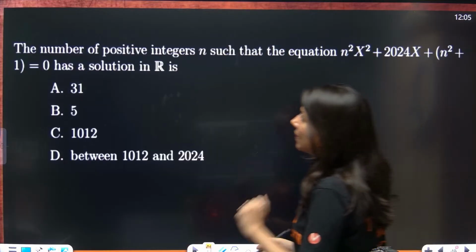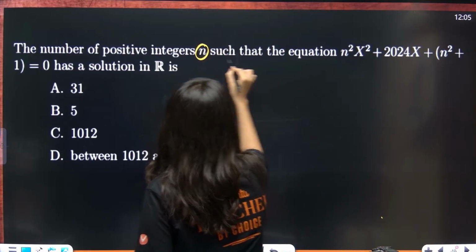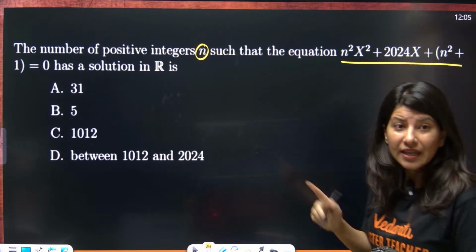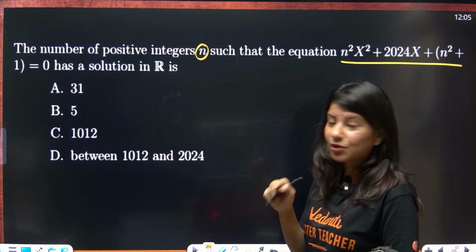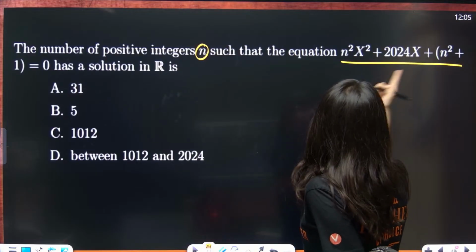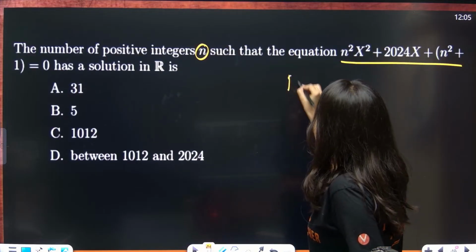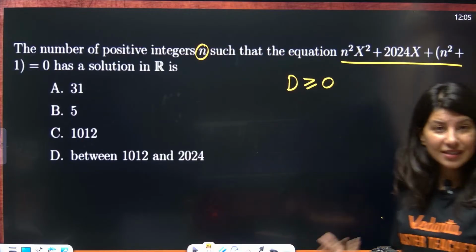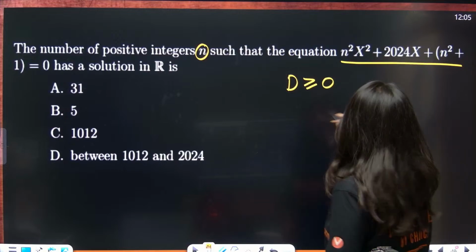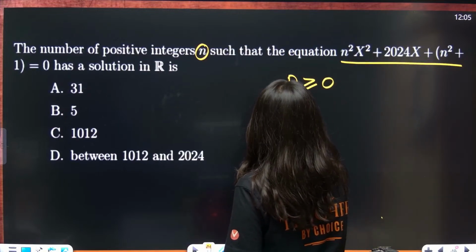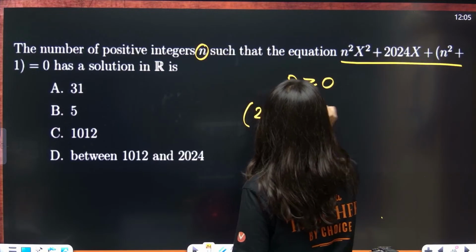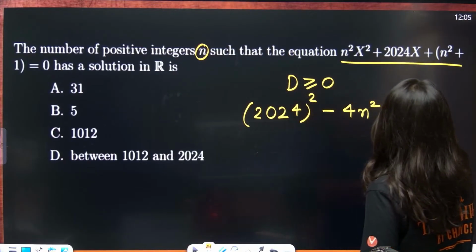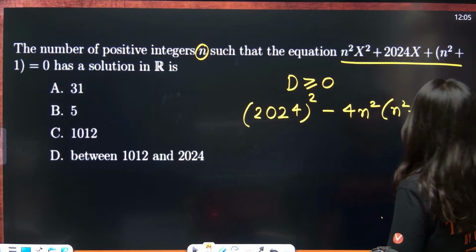The number of positive integers n such that this equation has a solution. This is a quadratic equation, so the discriminant should be greater than or equal to 0 for a real solution. So 2024 whole square, b square minus 4ac, should be greater than or equal to 0.